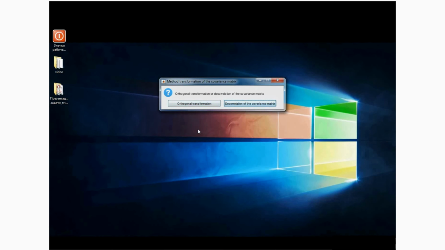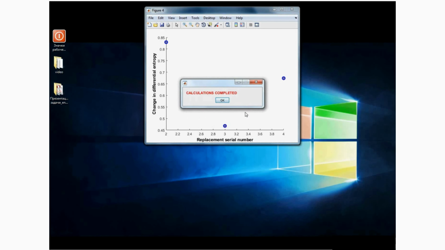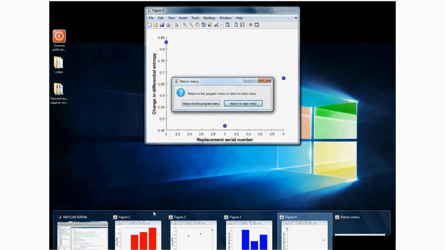Press the button Standard Algorithm. Let's choose an orthogonal transformation and then press the button Standard Algorithm. The calculations are over. Let's see what graphs we got.